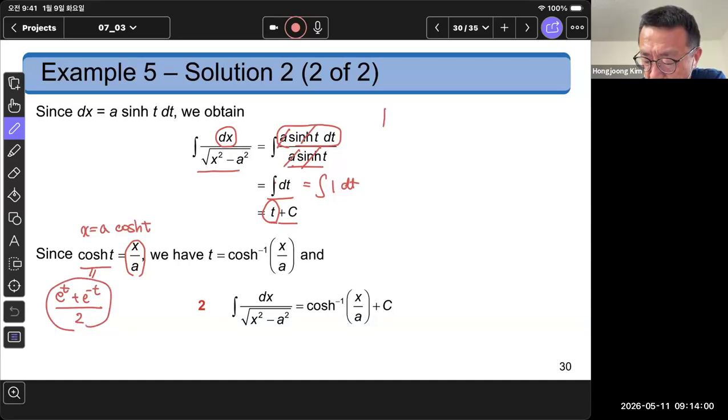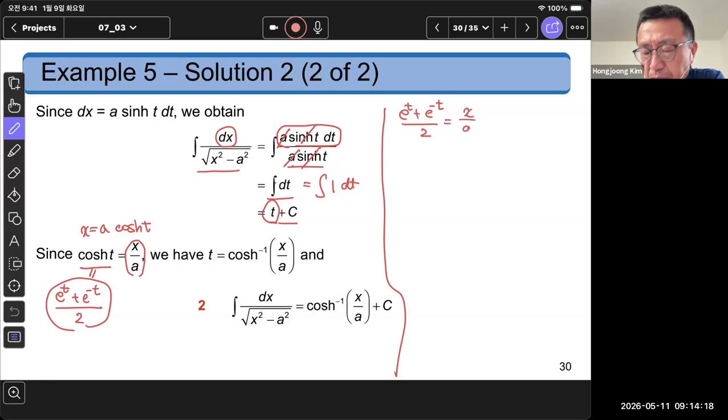So let me write it down here. I want to replace the t with respect to x, but as I said, e to the t plus e to the minus t over 2, that is hyperbolic cosine t, and that is x over a. Okay? And I want to express t in terms of x. So the idea is this. Let me multiply 2 to this equation. Then we get e to the t plus e to the minus t equals 2x over a.